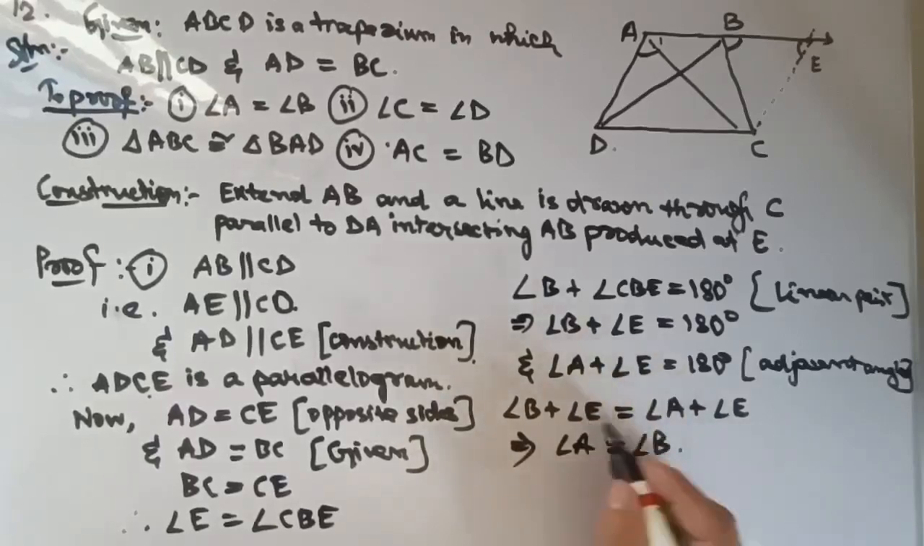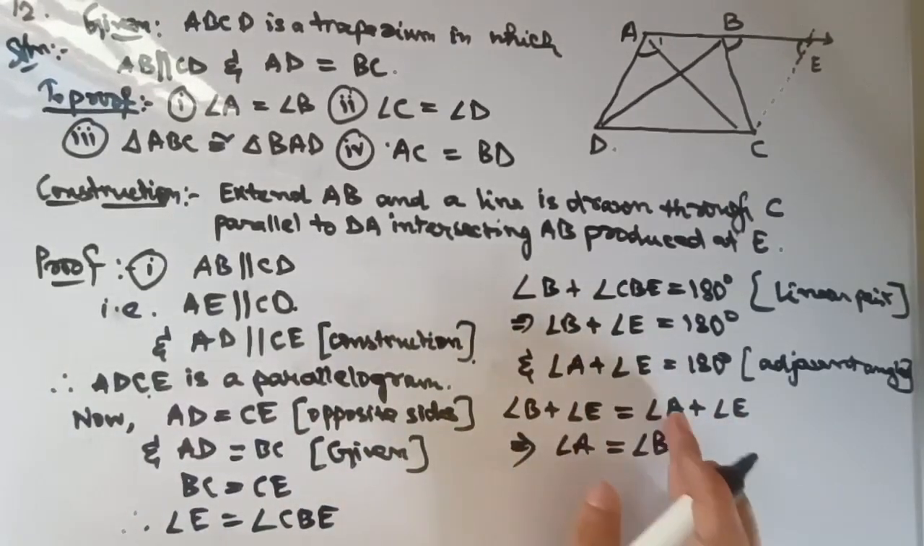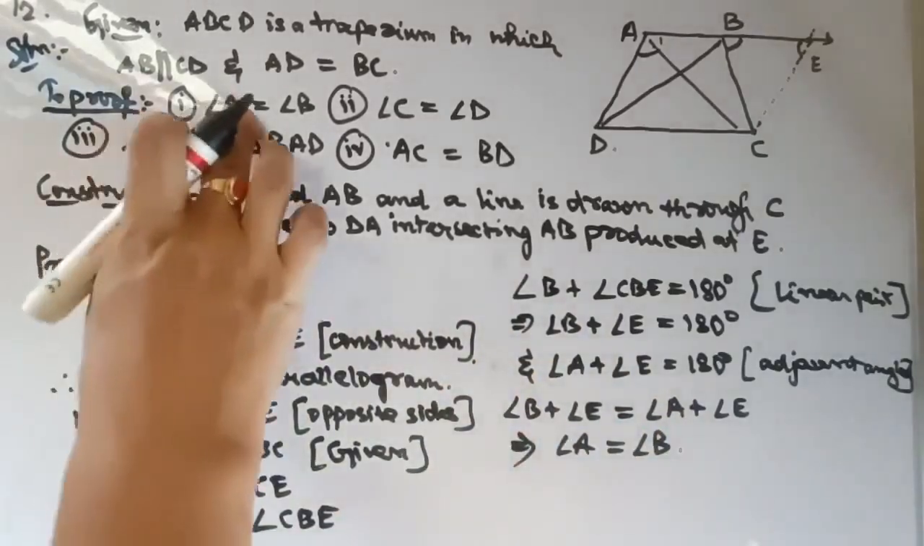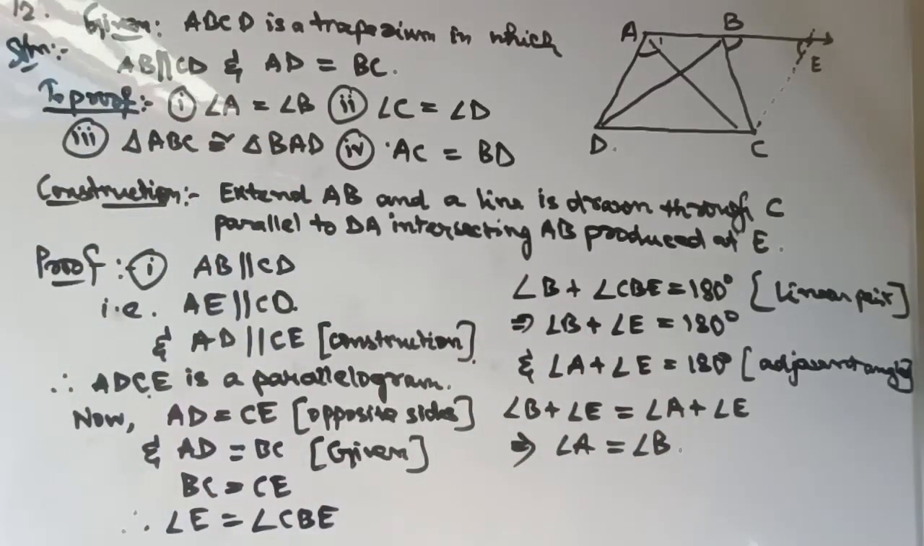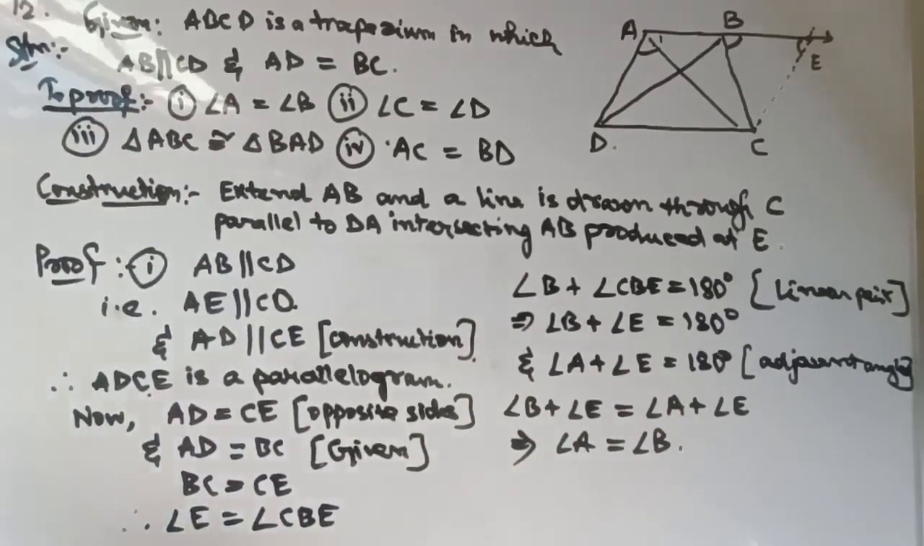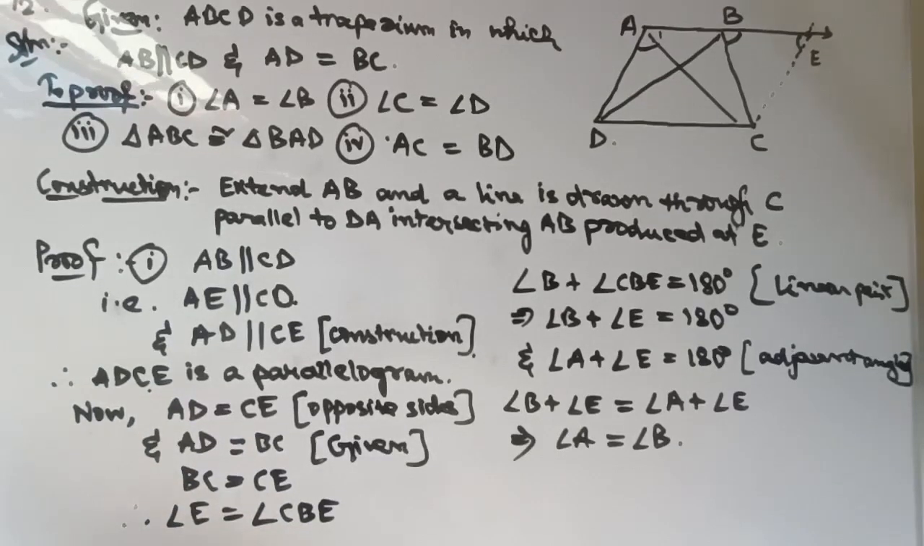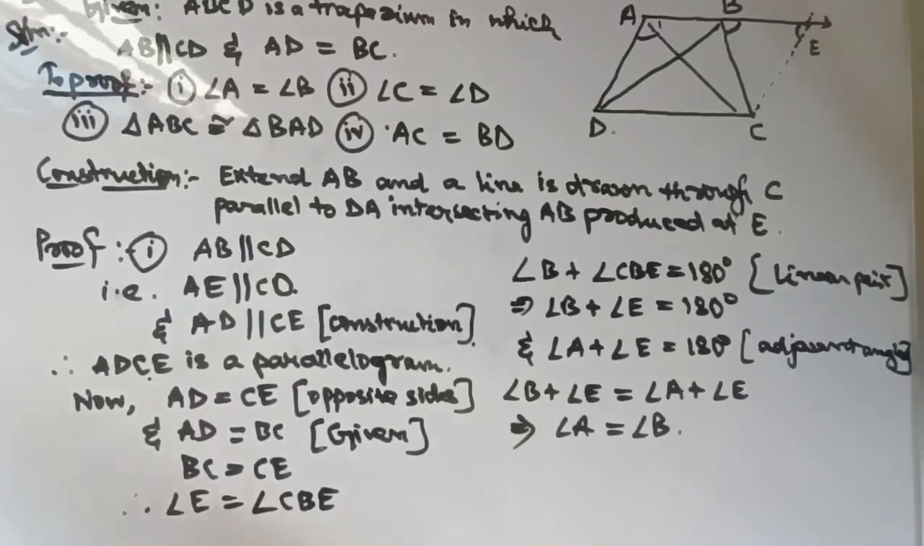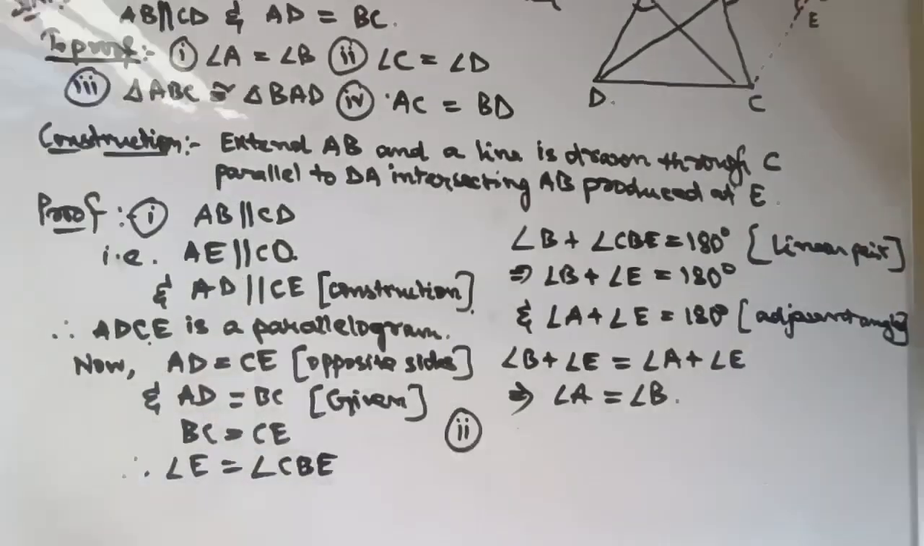In both sides of the equation, we have the same angle E, so these two will cancel out, and the remaining angle A is equal to angle B. Hence, proved. So we have proved the first part, that is angle A is equal to angle B. Now let us come to the second part, that is angle C is equal to angle D. So we have to prove angle C is equal to angle D.